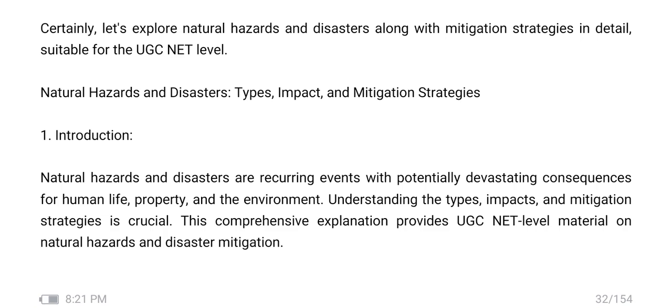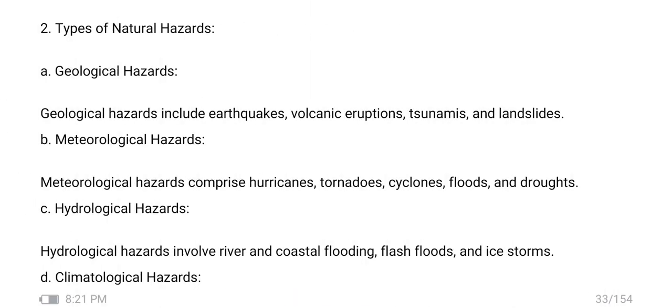Natural hazards and disasters are recurring events with potentially devastating consequences for human life, property, and environment. For example, geological hazards. Geological hazards include earthquakes, volcanic eruptions, tsunamis, and landslides. Meteorological hazards. Meteorological hazards comprise hurricanes, tornadoes, cyclones, floods, and droughts. Hydrological hazards involve river and coastal flooding, flash floods, and ice storms.